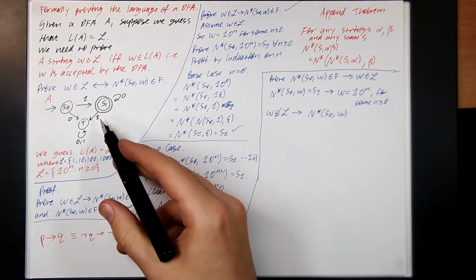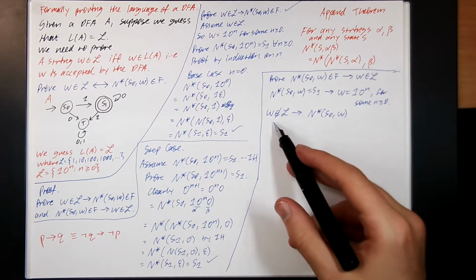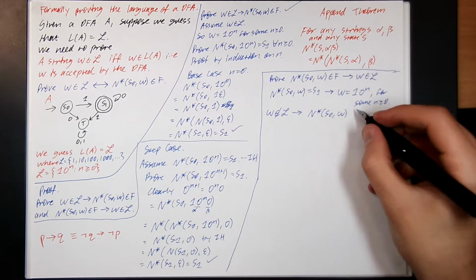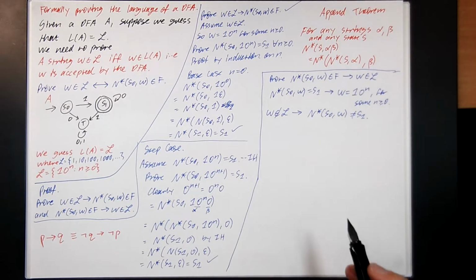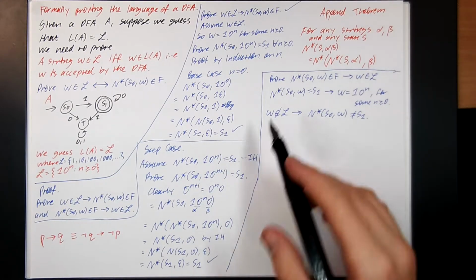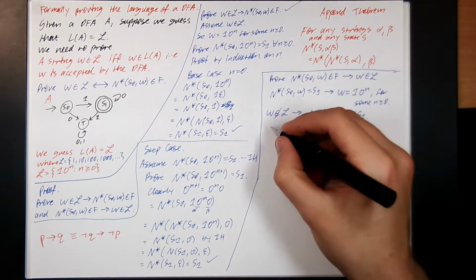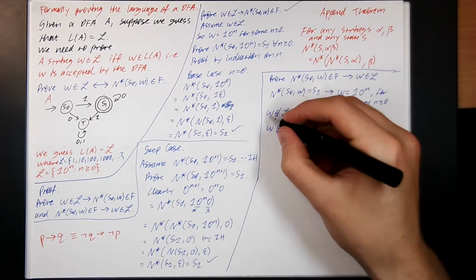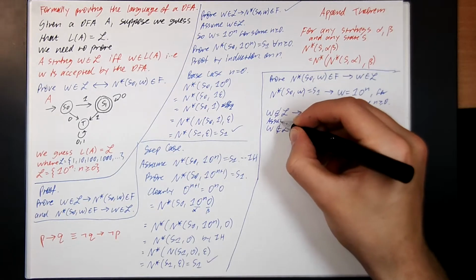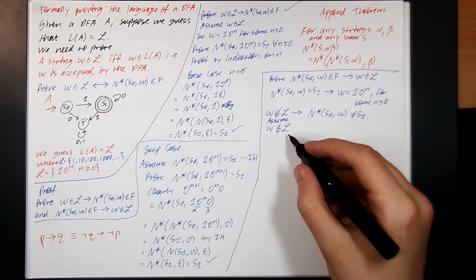There's only one final state. So you need to prove if W is not in curly L, then from the start state, I don't end up in S1. And this can be easier because now you've got something to work with. Now you know what the form of W is. So we're going to assume the left-hand side. Assume W is not in curly L.